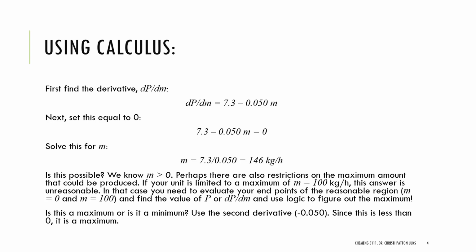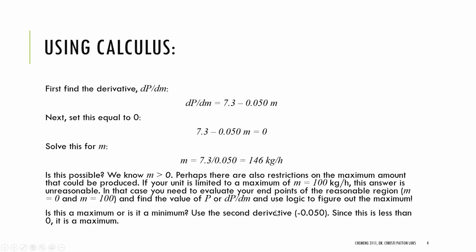But what if our plant is only capable of producing 100 kilograms per hour? If that's the case, then this is not a reasonable answer. And so therefore we're going to need to evaluate those endpoints, right? 0 and 100 as values of M. Go back to your function and see whether or not this is reasonable, or you could use the derivative and look at the slopes and see if there's been a slope change between there. Is this an increasing or decreasing function, right? So logic can help us figure out which of those values would be the maximum reasonable answer.